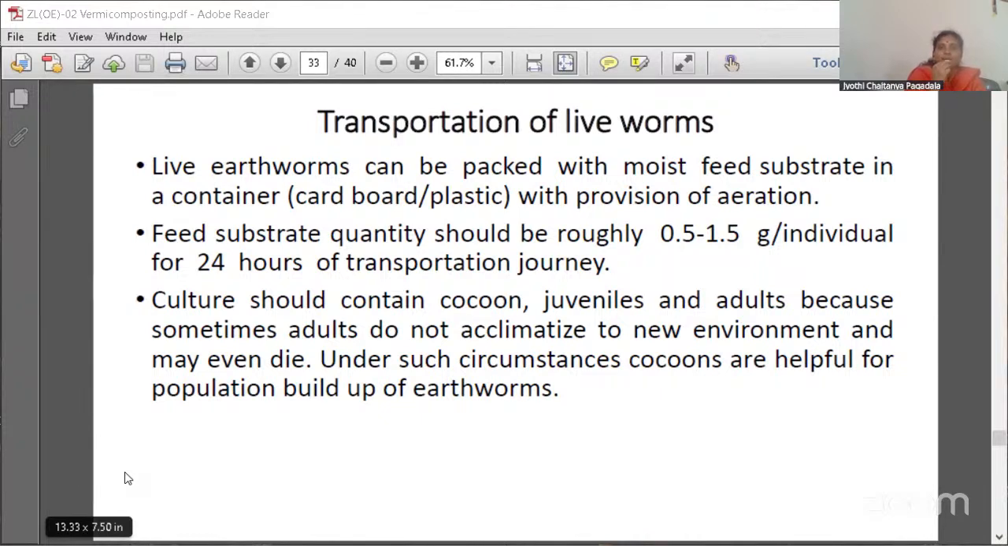And the culture should contain cocoons, juveniles. Juveniles means actively living, and adults, because sometimes adults do not acclimatize to a new environment, and they may even die. Under such circumstances, cocoons are helpful for population buildup of earthworms. Yesterday we discussed cocoons during reproduction. I explained the male and female reproductive organs, and as a part of that, I explained the life cycle of the earthworm. So if the adults do not acclimatize to the environment, under such conditions, cocoons are helpful for population buildup of the earthworms.